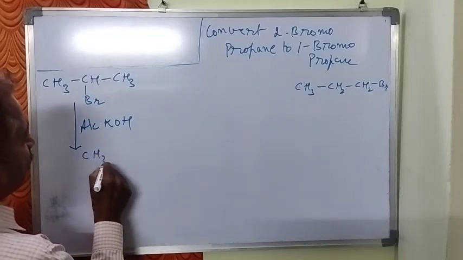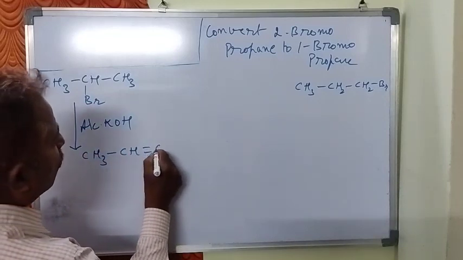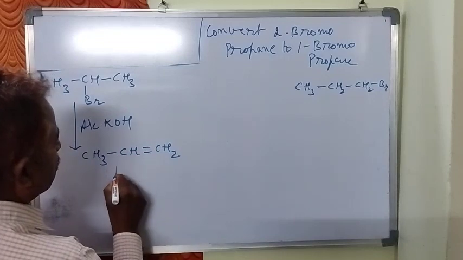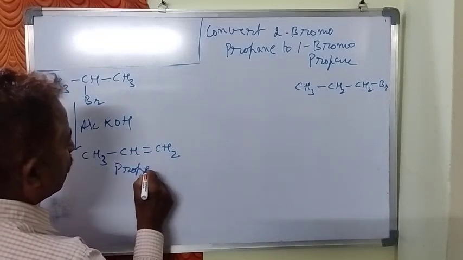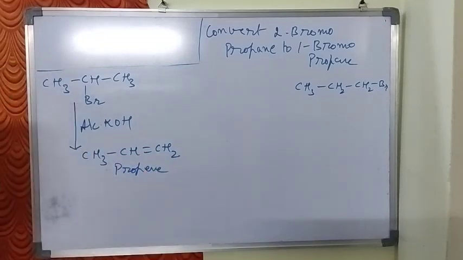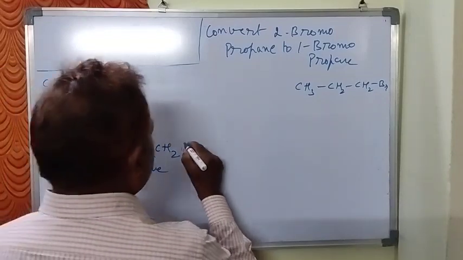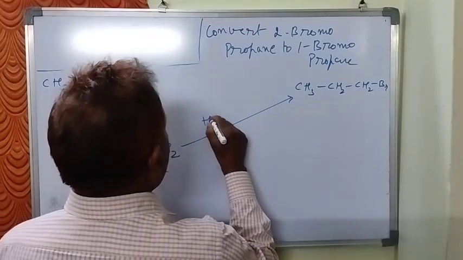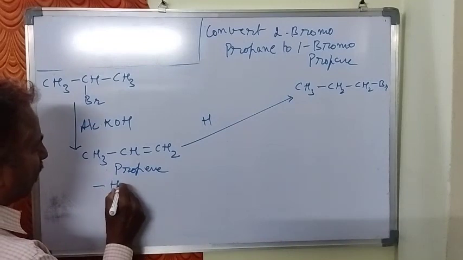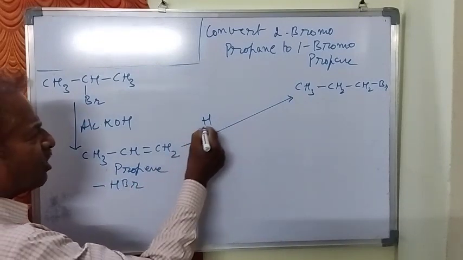Therefore we get CH3, CH double bond CH2. This is propene. Now this propene is subjected to HBr again. HBr is removed and HBr is added.